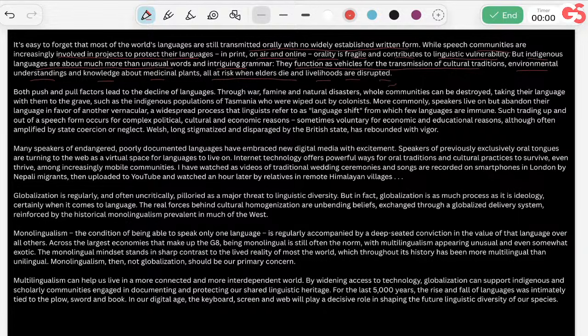Okay, so even if there is no written format of a language, as long as it's spoken, it is still very much important because that is about understanding of everything: culture, environment, science, medicine, etc.